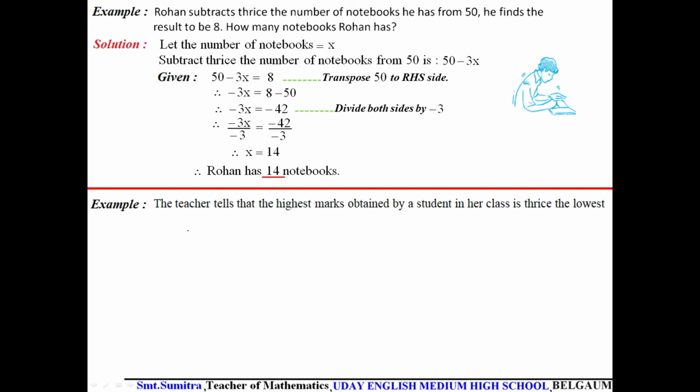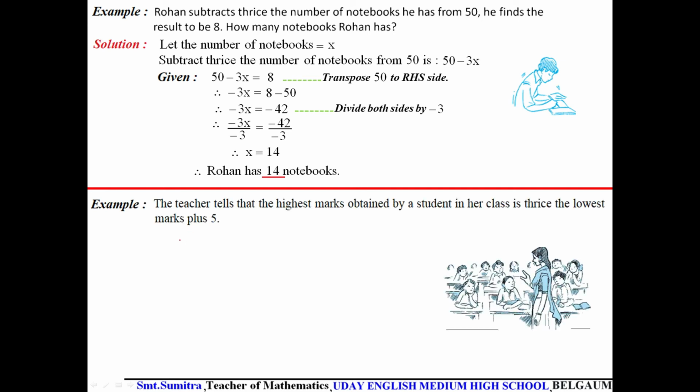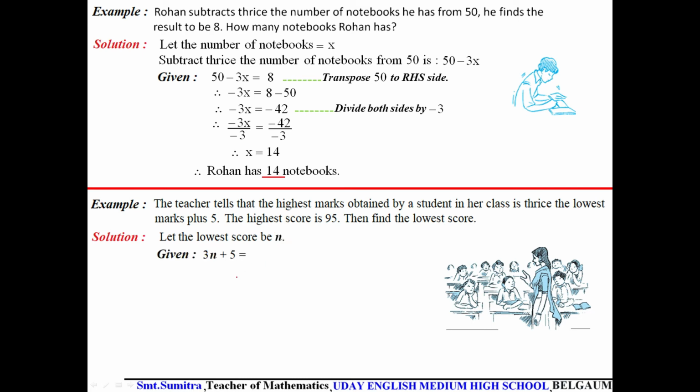Please copy the question. Here we have to find the lowest score. We are calling lowest score as the variable n. We have to find the value of n. What is given? Given is 3 times the lowest marks. 3 times the lowest marks means 3n, and plus 5 is given. So we write plus 5. 3n plus 5 is equal to the highest score is 95. It is given in the question.